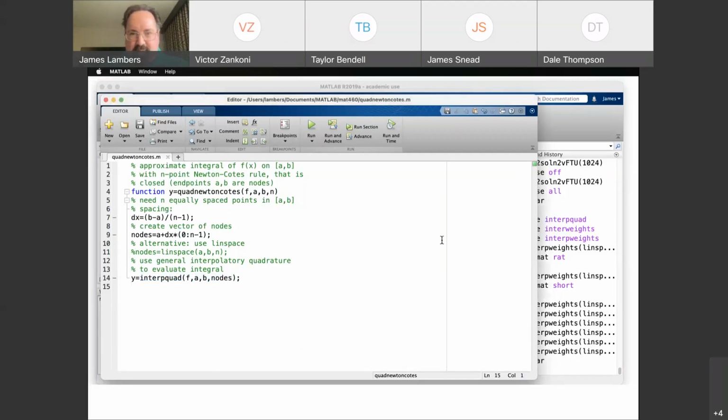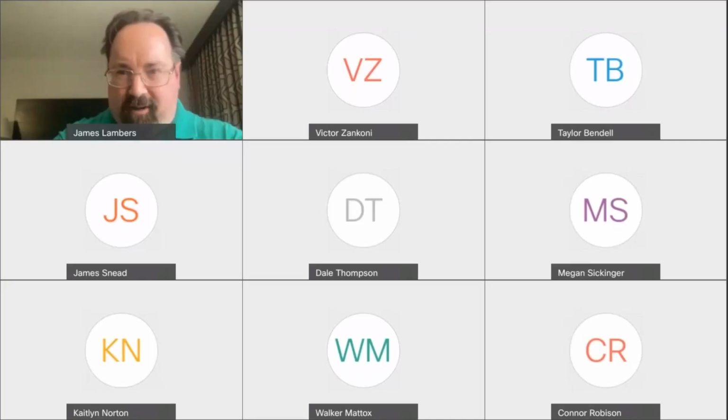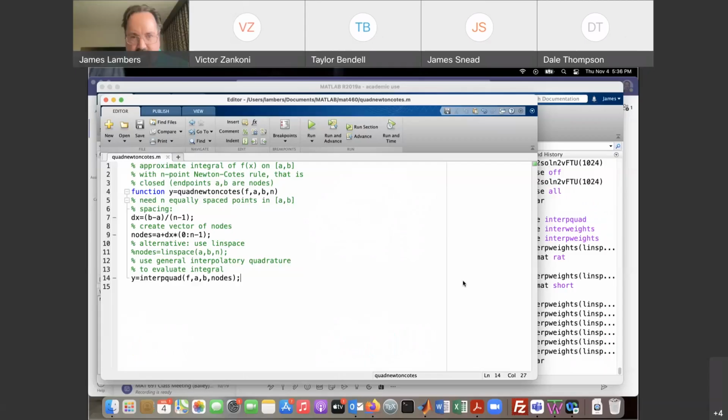Actually, hold on. I want to modify how I'm sharing, because I actually want to share my whole desktop because I'll be looking at multiple things. Okay.